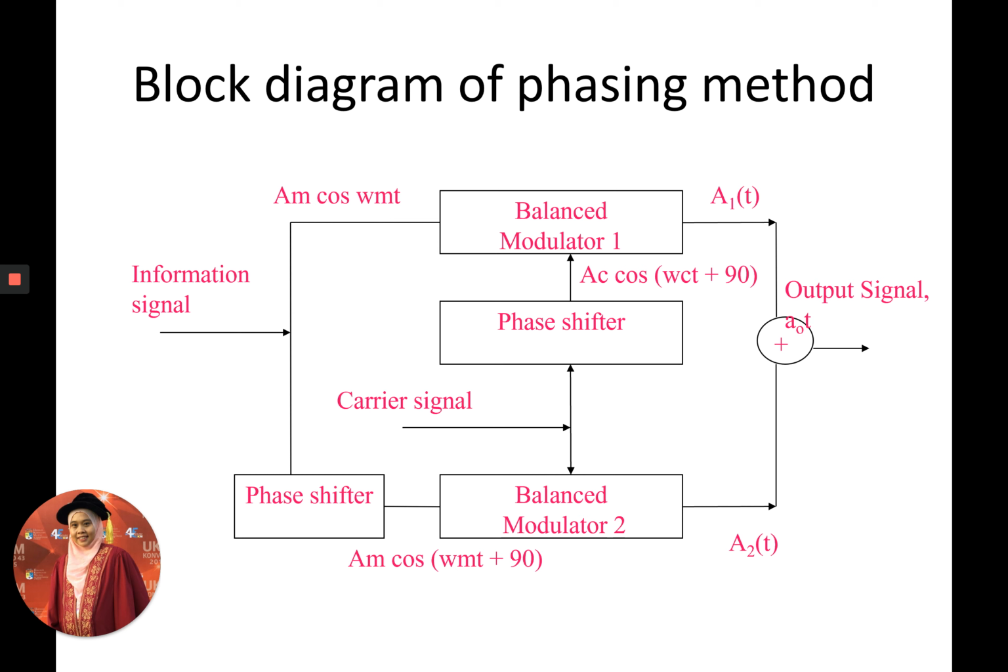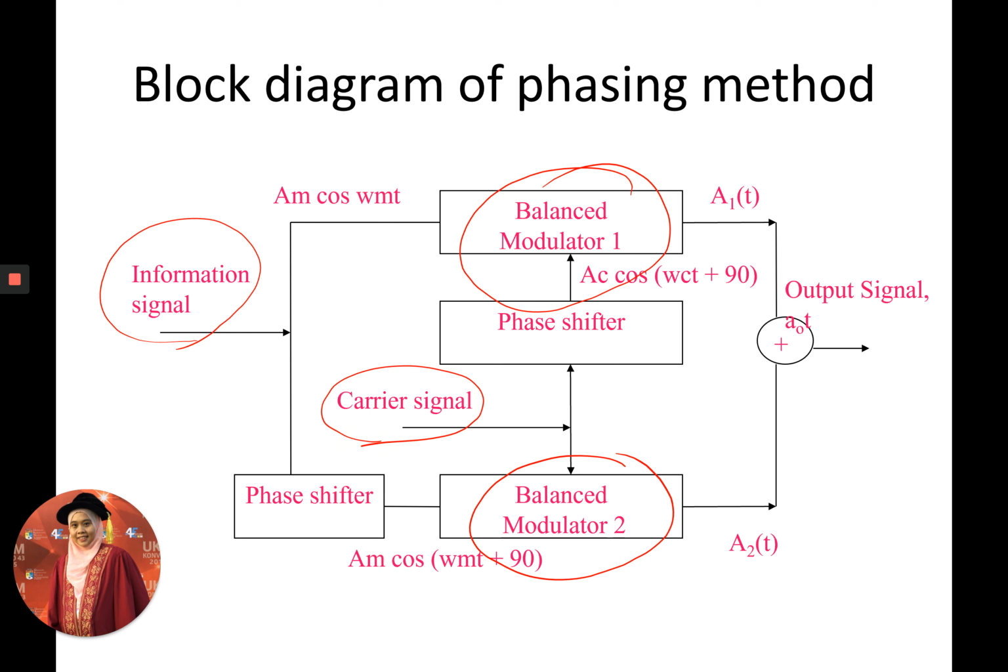We use two balance modulators, 1 and 2 over here. Okay, this is our information signal and this is the carrier signal. For the information signal, first we will inject it into balance modulator 1, and then modulate it with the carrier signal that has been phase shifted. All right, and it will produce A1.